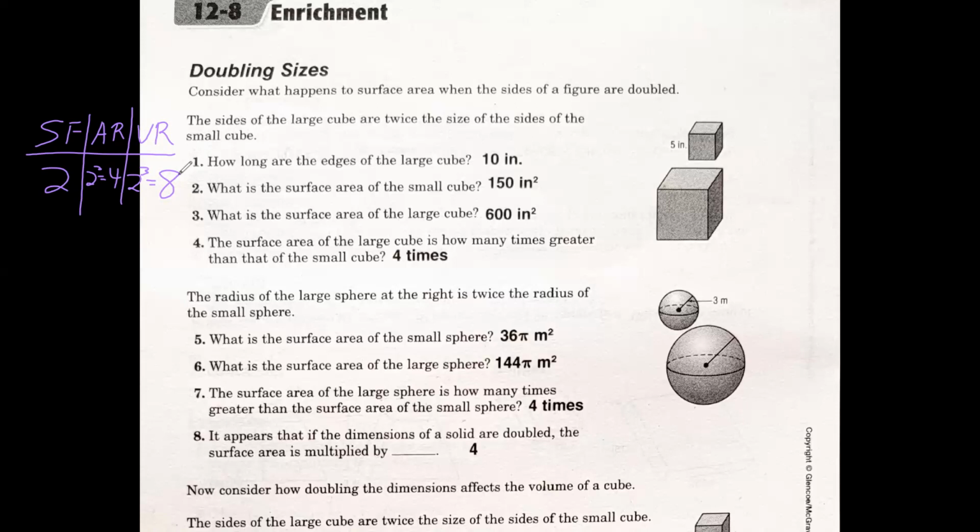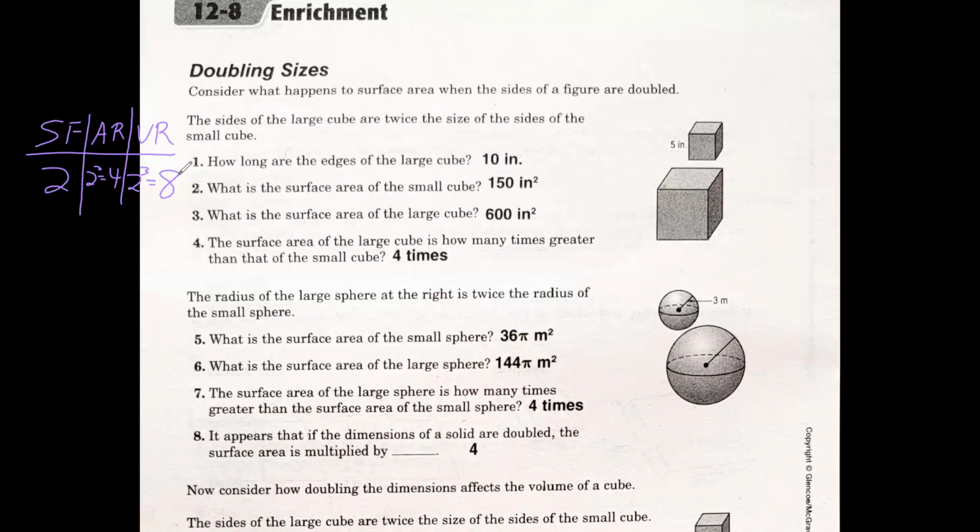The surface area of the larger cube is how many times greater than that of the small cube? It's 4 times greater. Down here, same ideas. What is the surface area of the small sphere? You would have done the surface area formula on the small sphere, and you got 36 pi. But once you had that surface area, what's the surface area of the large sphere? Well, again, just taking the surface area of the first one, multiplying it by 4 to get 144 pi.